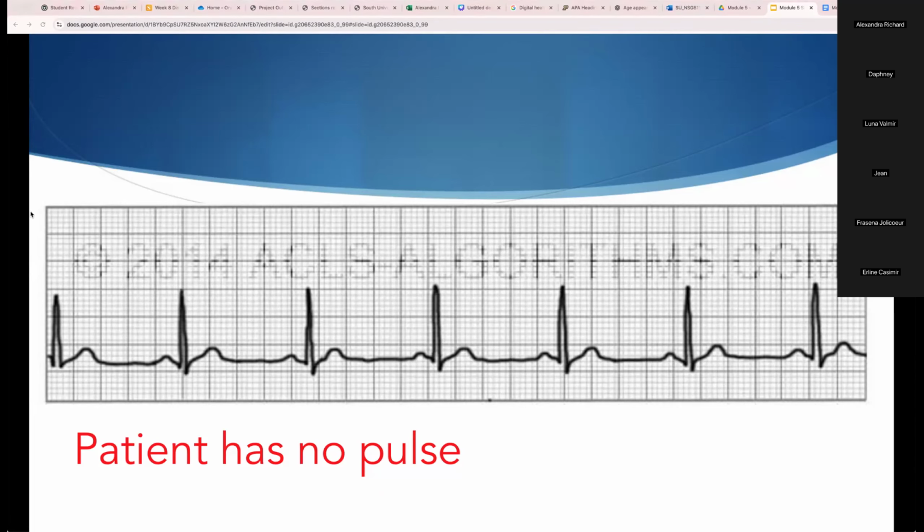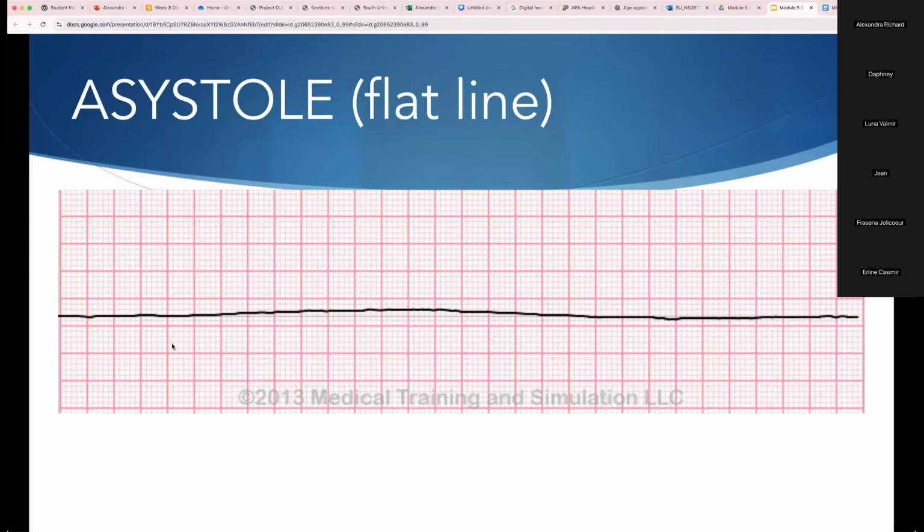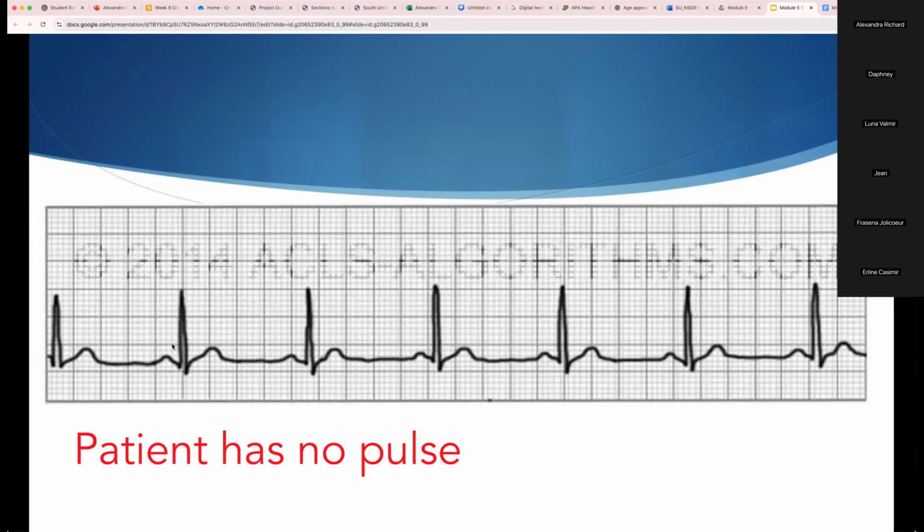PEA, the liar. She's such a liar. Oh my God, PEA, she's such a liar. There's a rhythm on the monitor, but there is no pulse. So this rhythm is a lie. What you see on the monitor is this, but what's really going on is this. That's why we treat them the same.